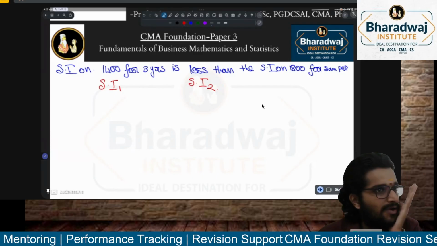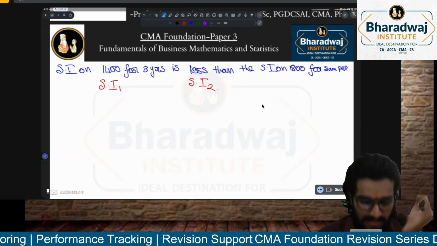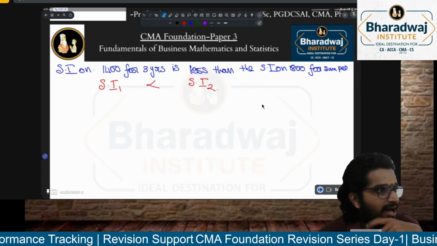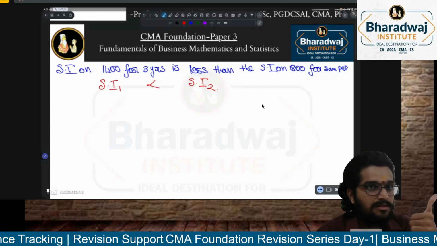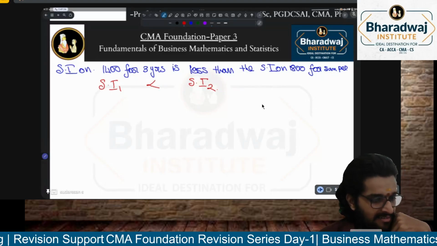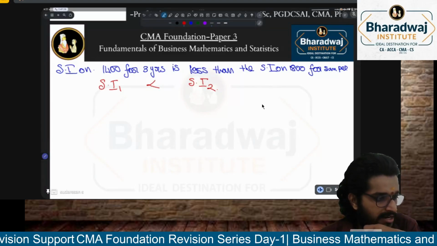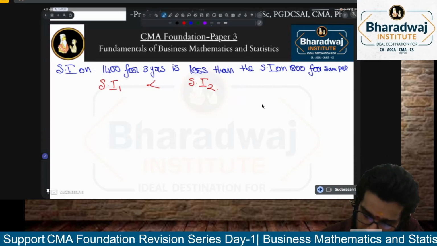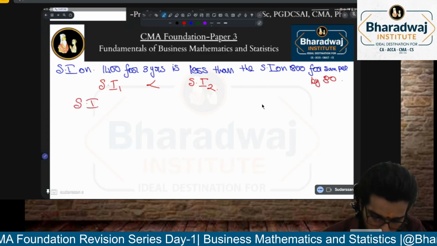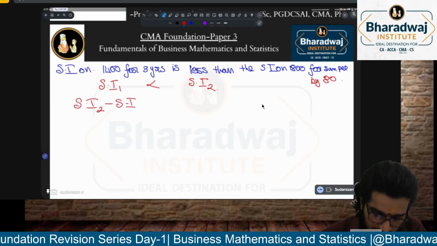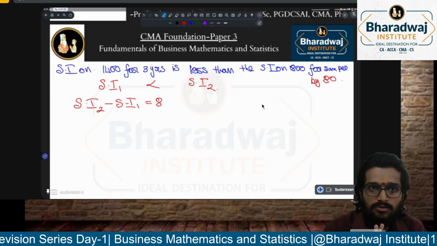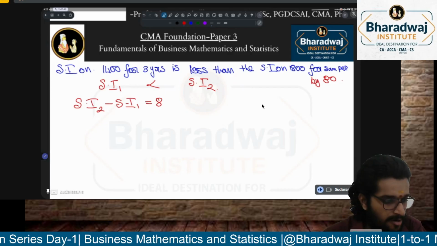Upper, which is the lesser one? So the lesser quantity is simple interest 1, the greater quantity is simple interest 2. Lesser than the simple interest on 1800 for the same time period by 80. So bigger one minus smaller one is equal to 80. Balance you know how to solve. Yes or no? Can you solve it?